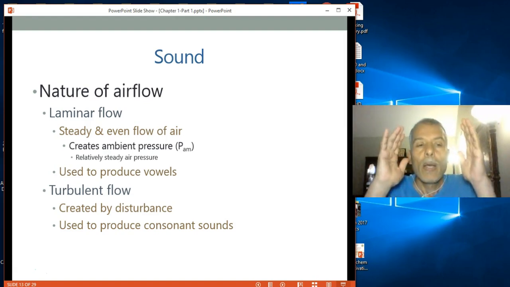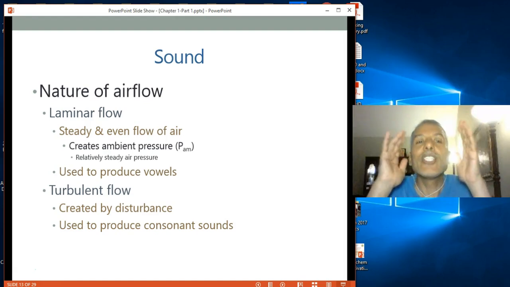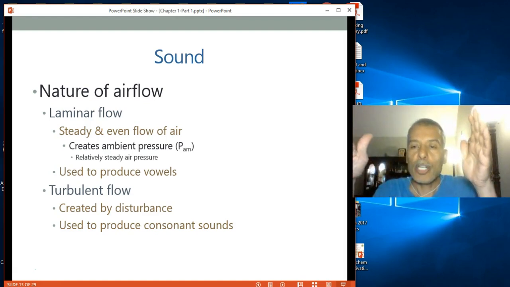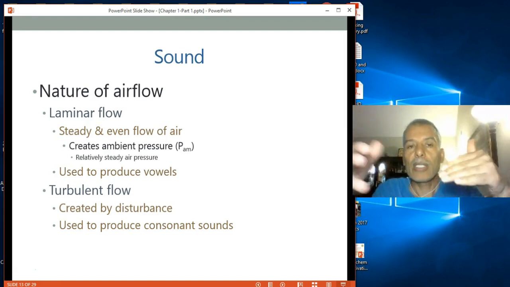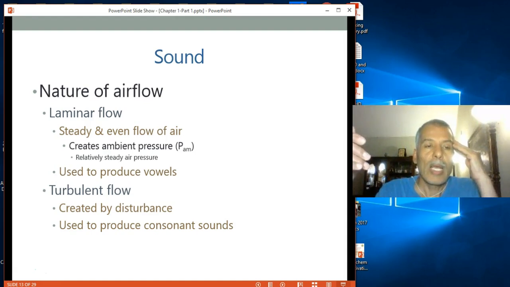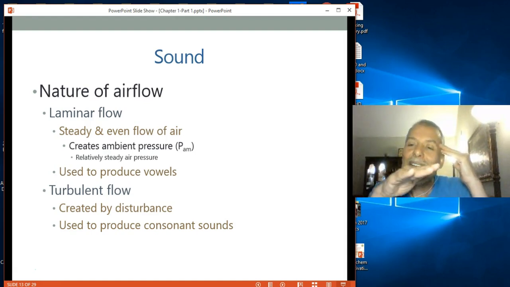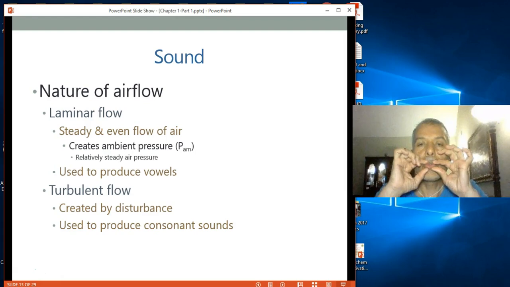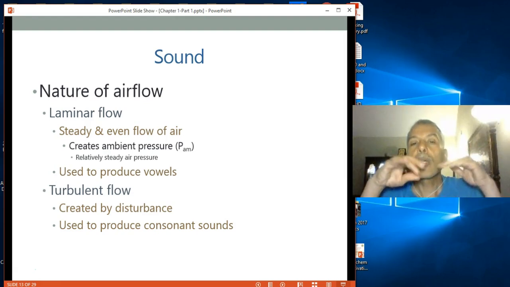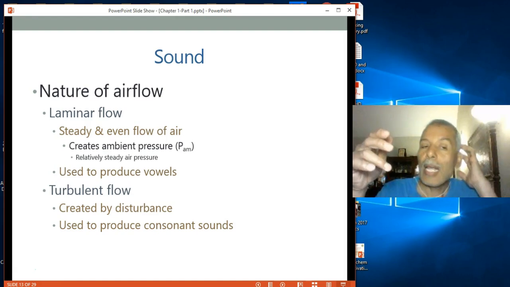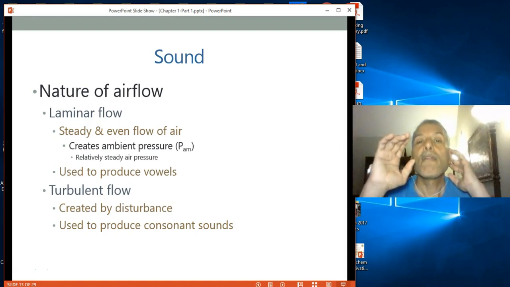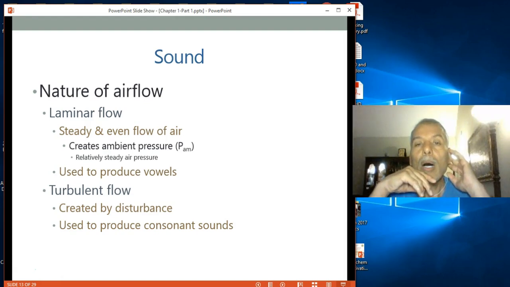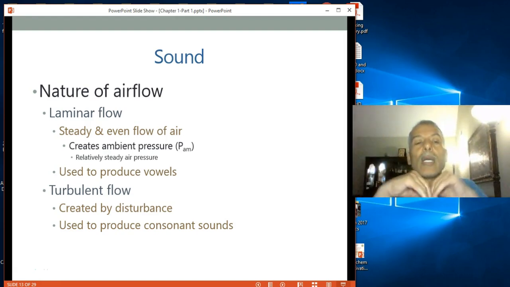So sound is a disturbance of normal air pressure, and that disturbance carries the signal from one person to another. Laminar flow, again, is steady and even, and it doesn't change. Like if you have a machine, it's going to say, ooh, no change in force, and the speed is the same. Usually, laminar flow helps us make vowel sounds. Ah, e, in a steady way, continuously, non-stopping.